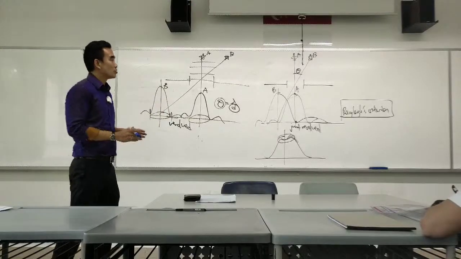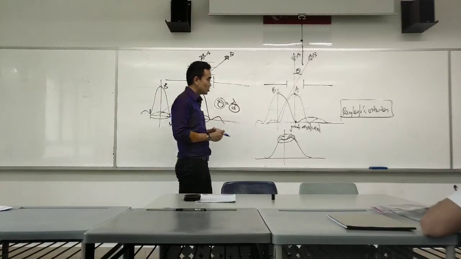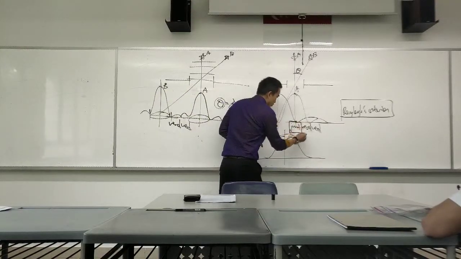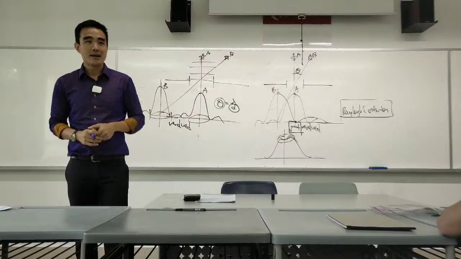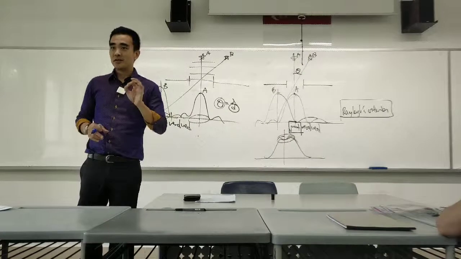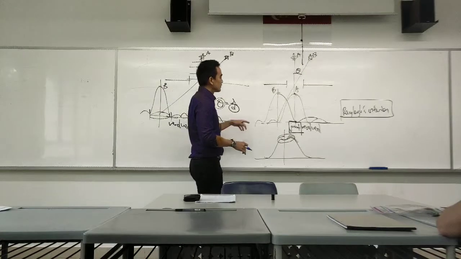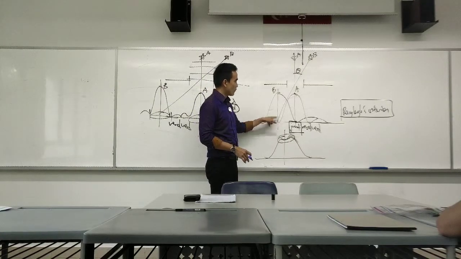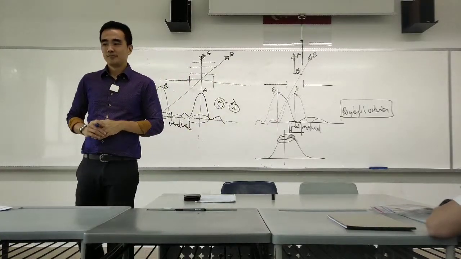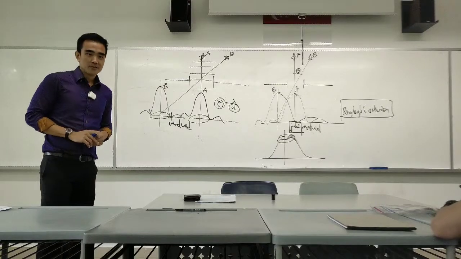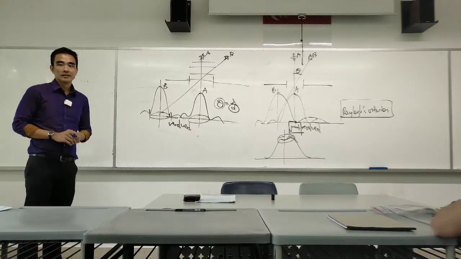It states that when two objects are just resolved, make sure you highlight the word just as well, because if in the exams you say resolve or not resolve, I am going to mark you wrong. Make sure you say just resolved when the first minima of one source overlaps with the central maxima of the other source. Cool? Rayleigh's criterion.